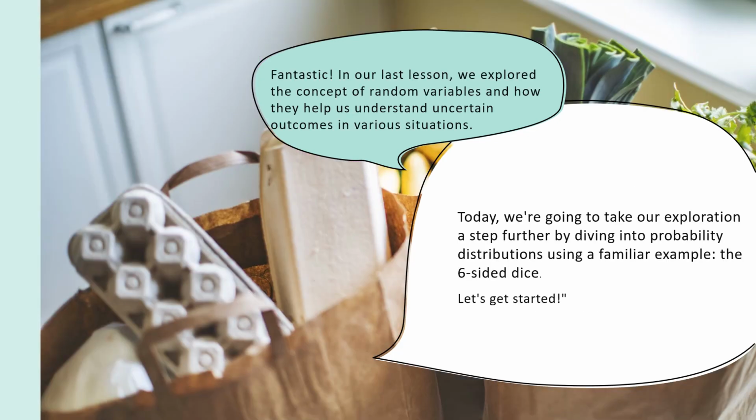Fantastic! In our last lesson, we explored the concept of random variables and how they help us understand uncertain outcomes in various situations. Today, we're going to take our exploration a step further by diving into probability distribution using a familiar example, the six-sided dice. Let's get started.